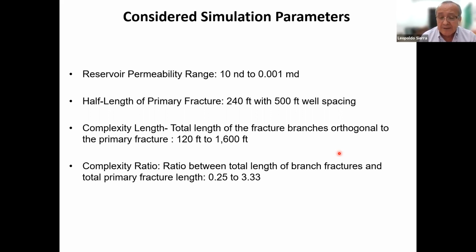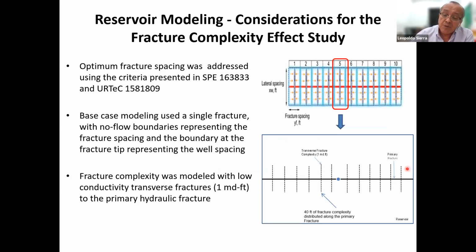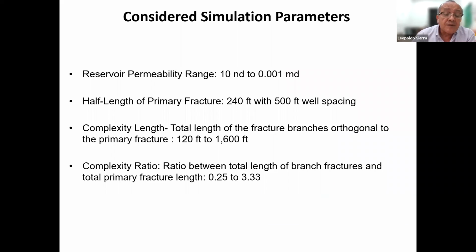So we're using a small number of complexities and also a very high number of complexities to try to see what really could be the effect of the number or the value of the complexity on the recovery factor. Additionally, we use a terminology we call the complexity ratio. The complexity ratio in this case is the ratio between the total length of the branches compared with the fracture length. And we're changing it here from 0.25 to 3.33. So we're using a wide range for the complexity ratios.